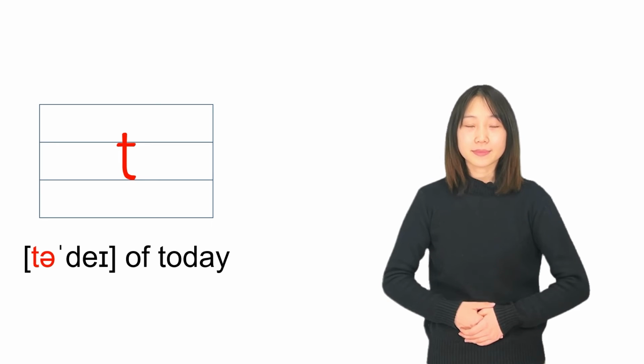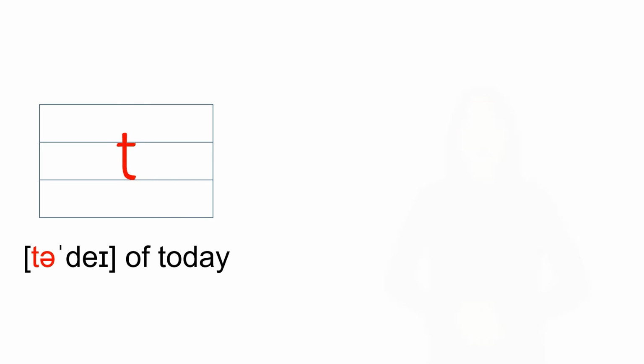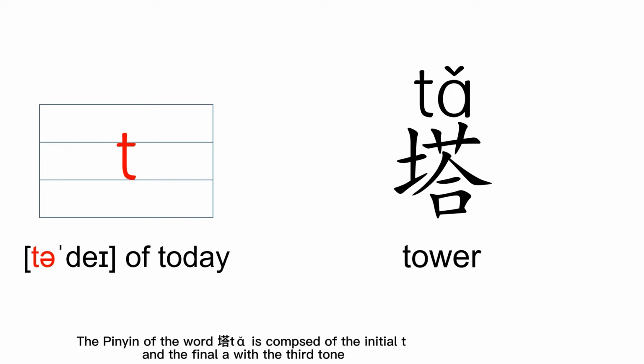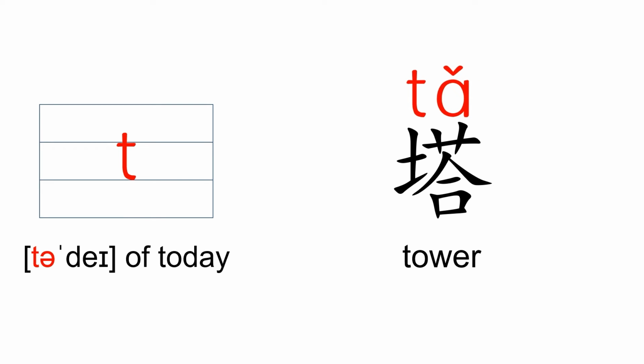Read after me. Te, te, te. The pinyin of the word 塔 is composed of the initial te and the final a with the third tone. Te, a, ta. Ta means tower.